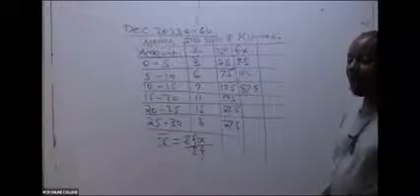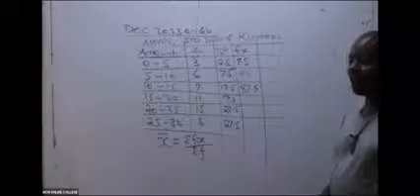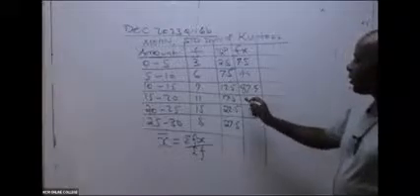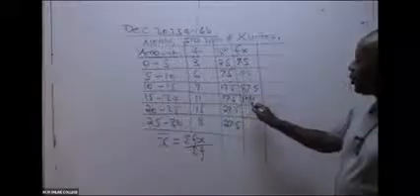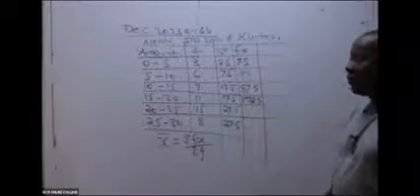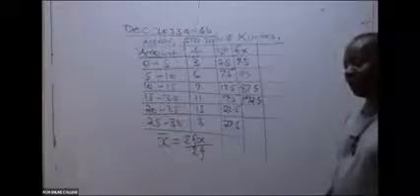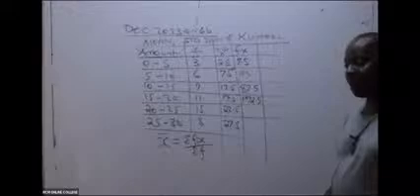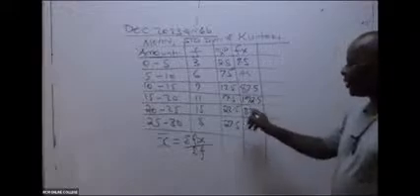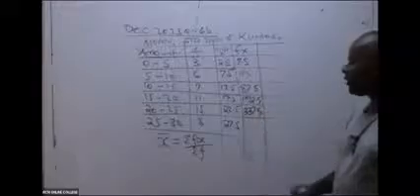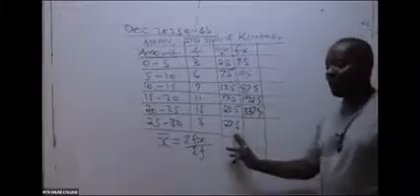11 times 17.5. So please give me an answer. 192.5. So here we have 192.5. Then we have 15 times 22.5. 337.5. Then lastly, we have 8 times 27.5. What do we have here?